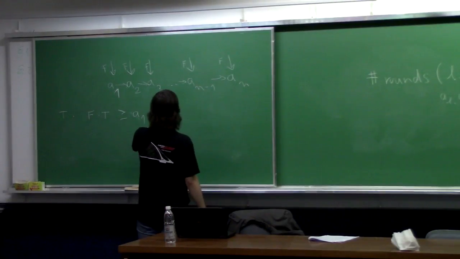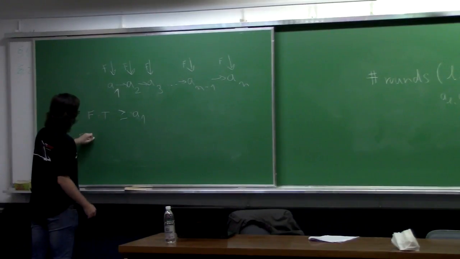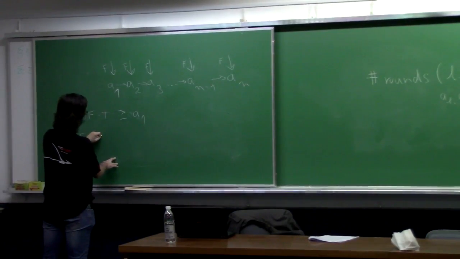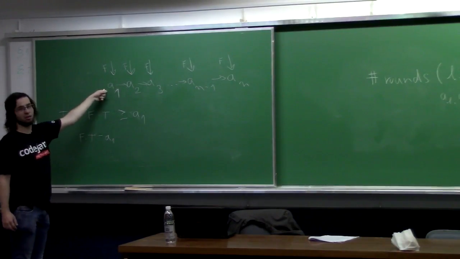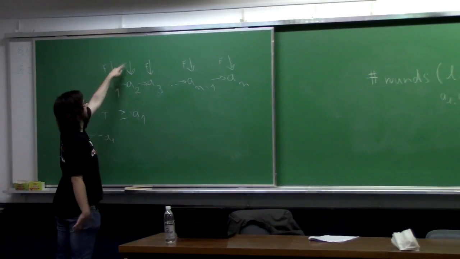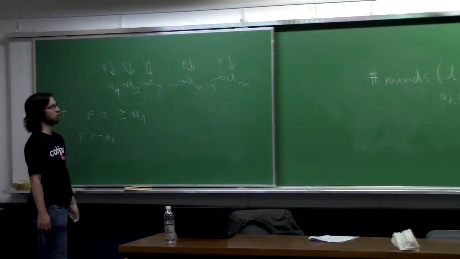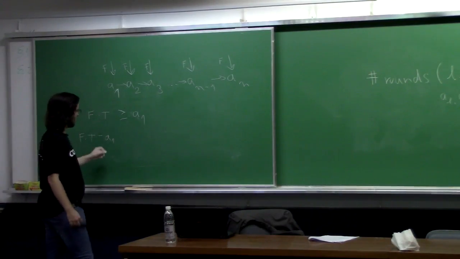For equality, then we have f times t minus A1 water that flowed from pond A1 to pond A2, plus f times t amount of water that flowed through the wall directly to pond A2.